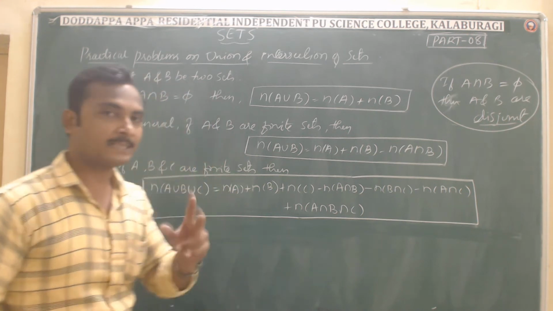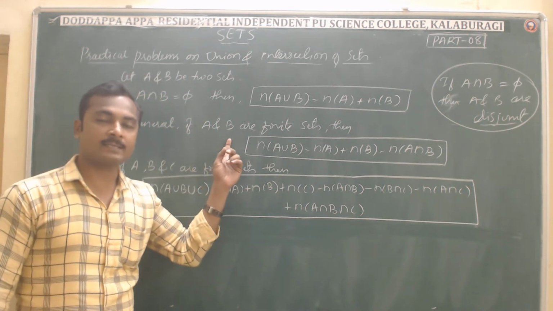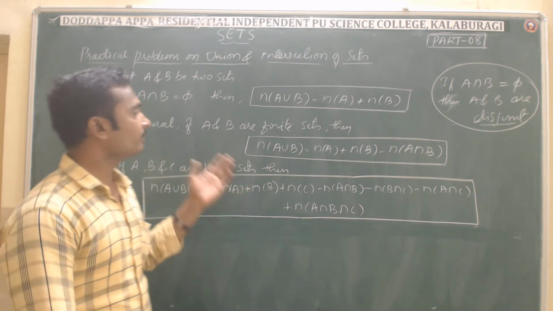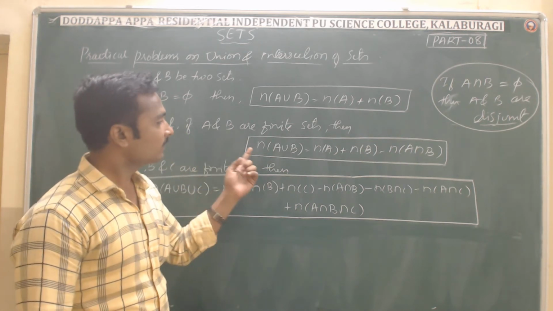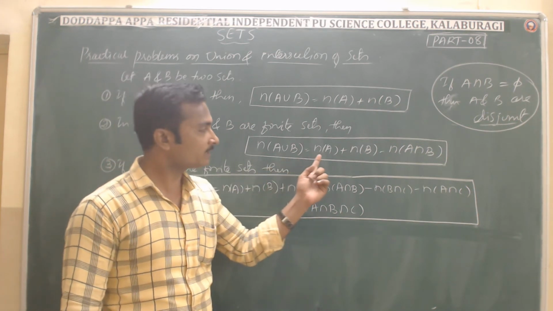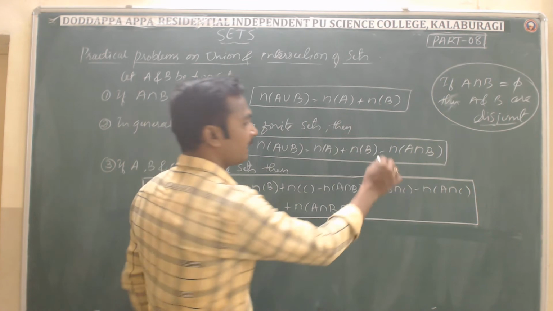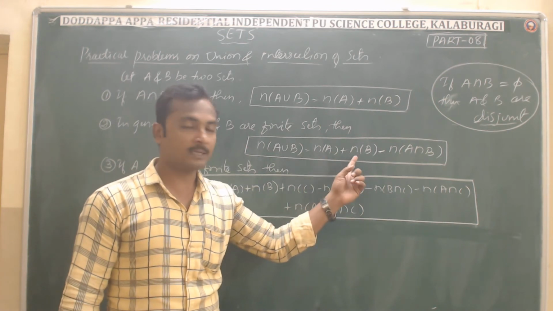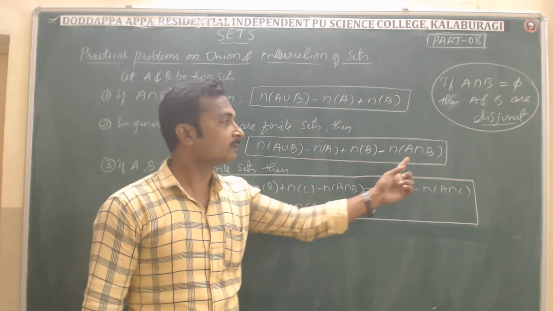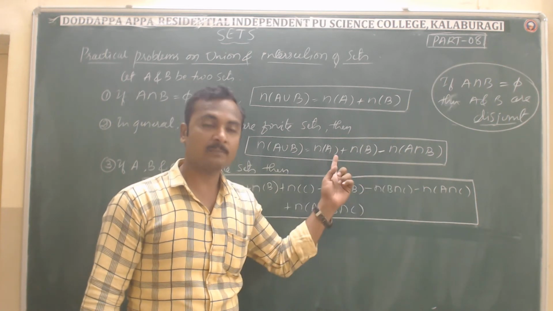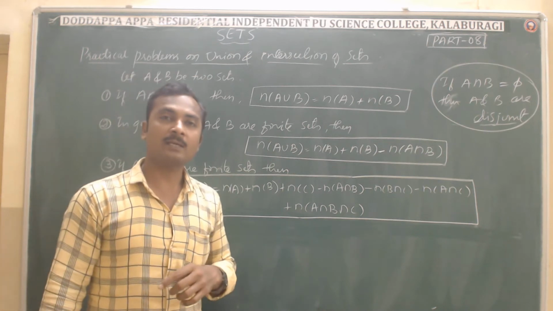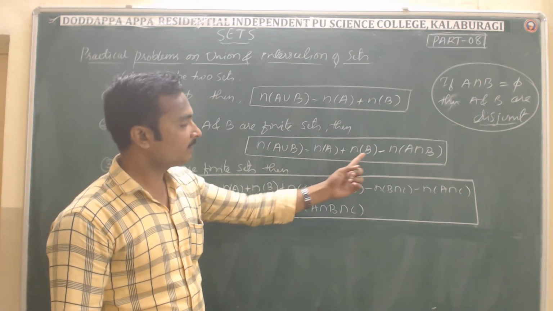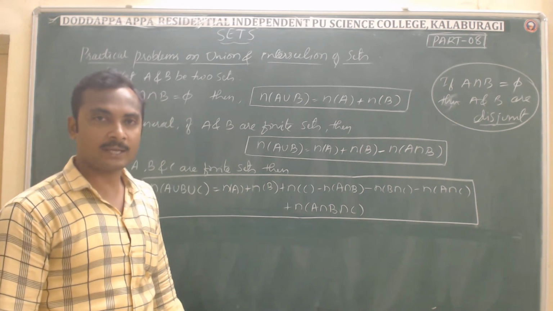Remember this. Second one, in general, if A and B are finite sets, so this property will be defined on the finite sets A and B, then I can say that the total number of elements n of A union B is always equal to n of A plus n of B minus n of A intersection B. The total elements of the set A and the total elements of the set B are added, and then the total elements of A intersection B are subtracted from this sum to get n of A union B. I repeat, n of A union B is always equal to n of A plus n of B minus n of A intersection B.